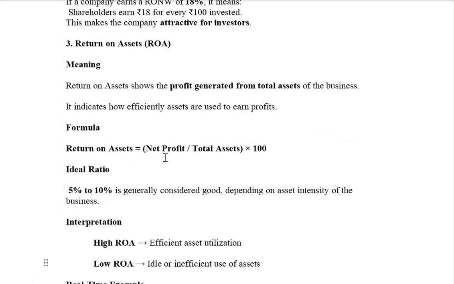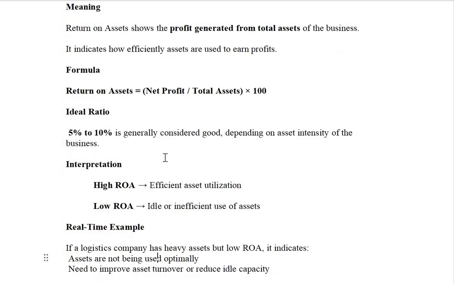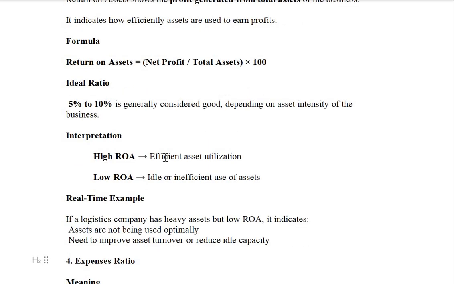The ideal ratio is 5 to 10%, generally considered good depending on the asset intensity of the business. High return on asset says of efficient utilization of assets. Low return says we are not utilizing assets in an efficient way. So if a logistics company has heavy assets but low return on asset, it means the assets are not properly used in the business.